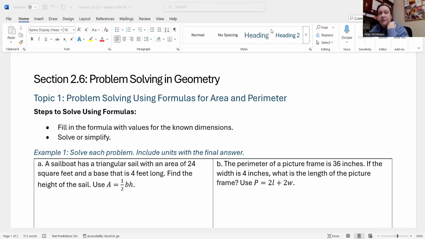Okay, so the focus of this worksheet is going to be problem solving in geometry. The vast majority of what we're going to do on this worksheet is just work with formulas. There will come a point where we will bring back direct translation, where we have to assign variables to different values and then create an equation and go from there. But the first few problems we're going to look at are just going to be using formulas.